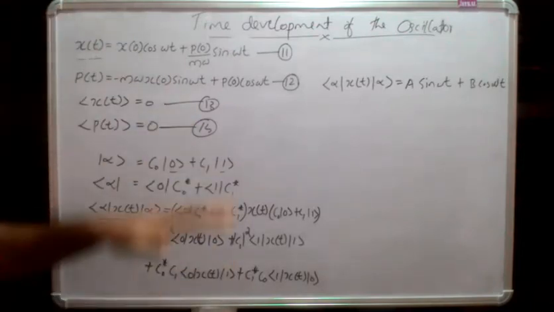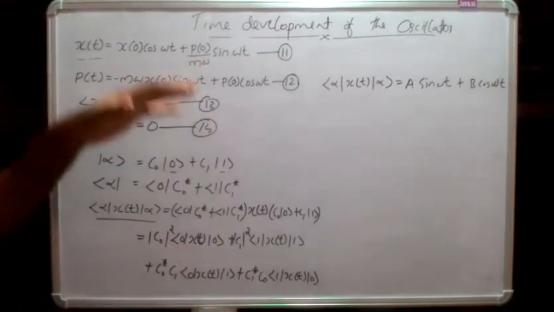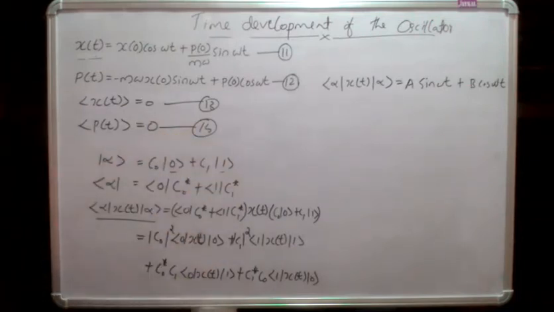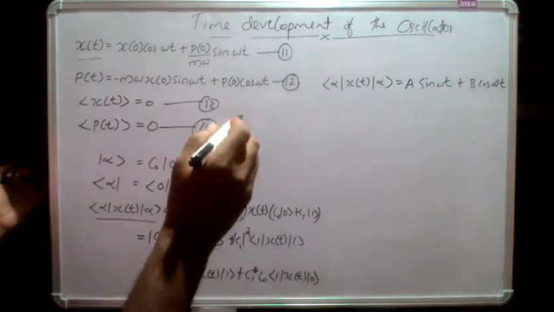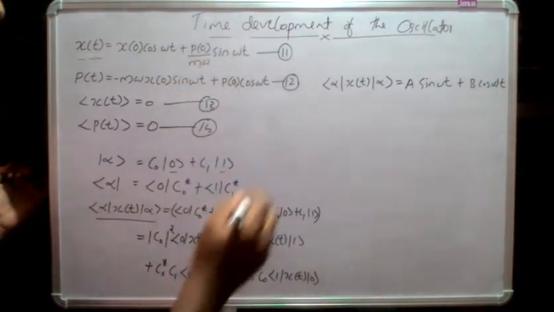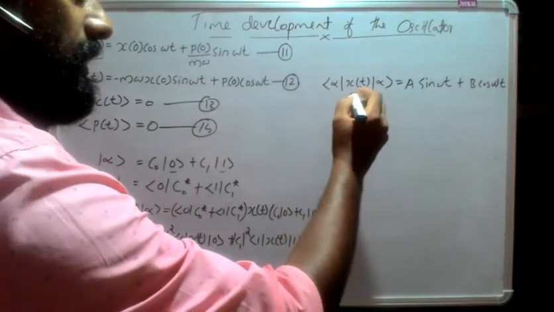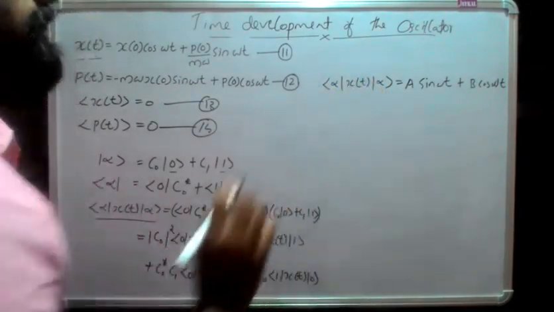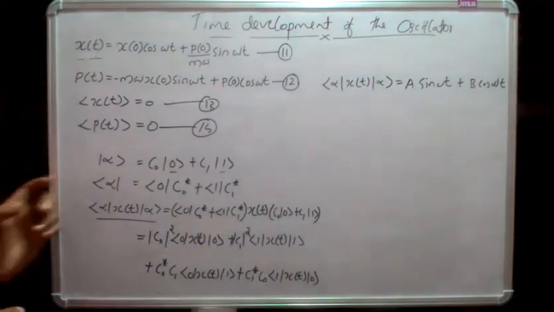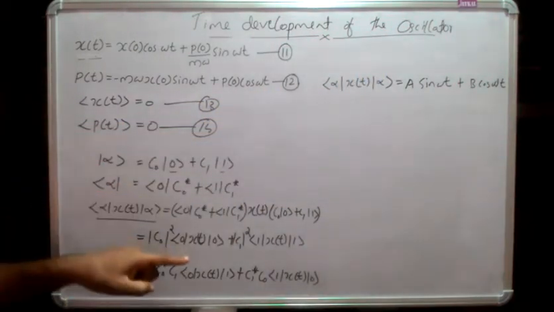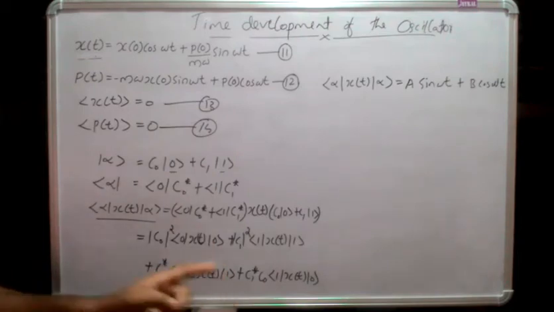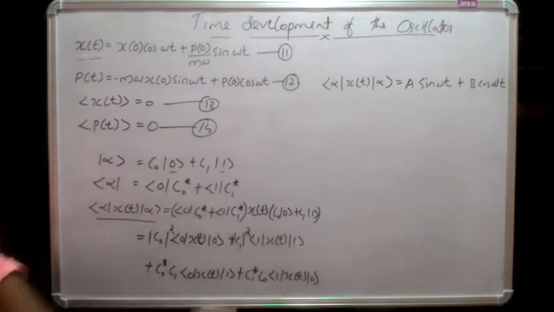I'm not writing the whole steps because there will be many steps, and I don't want to write all of them. We just need to understand the behavior of the expectation value for a superposition of states. For that I'm just starting the steps, and you have to complete them. I'll say how to finish the steps.